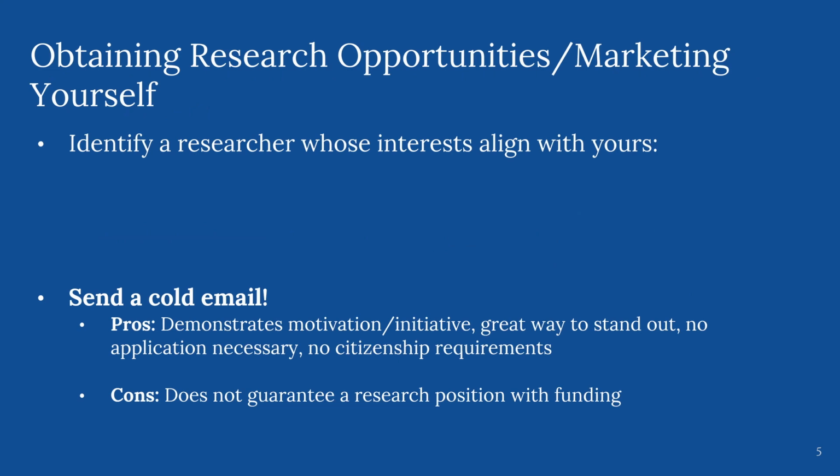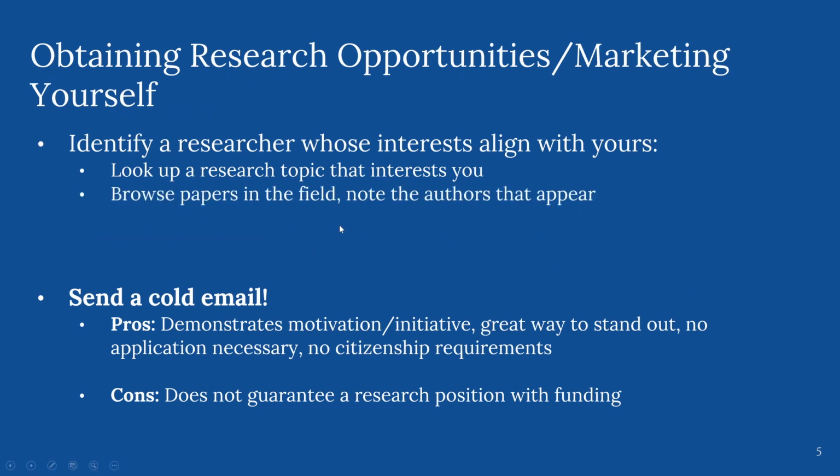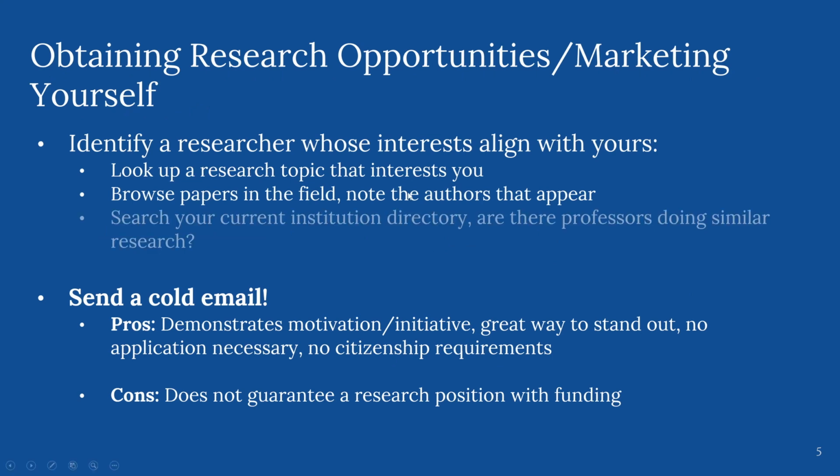you identify a researcher whose interests align with yours. That may mean looking up a research topic that interests you, browsing some papers in the field that you've learned how to do through Intro2Astro, and noting the authors, and additionally searching the directory at your current institution. Are there professors doing similar research to what you are interested in? Once you've done this, you can send those researchers or professors an email directly, what people would refer to as a cold email.